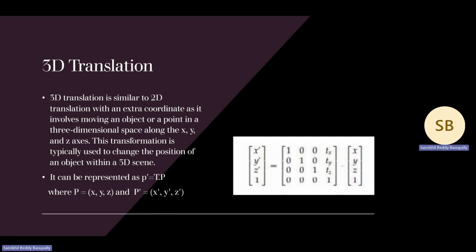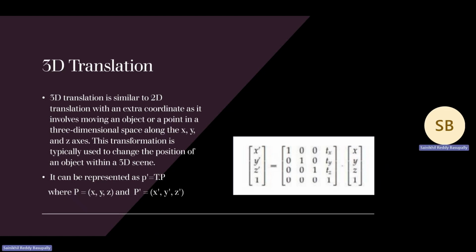3D translation. So 3D translation is similar to 2D translation with an extra coordinate, as it involves moving an object or a point in a three-dimensional space along one of the x, y, or z axis. This transformation is typically used to change the position of an object within a 3D scene. So it's nothing but the process of changing the relative location of a 3D object with respect to the original position by changing its coordinates.